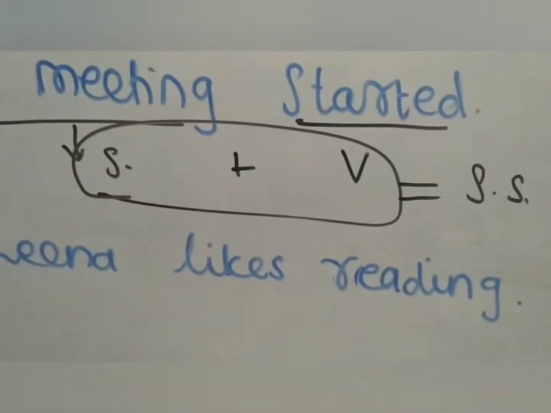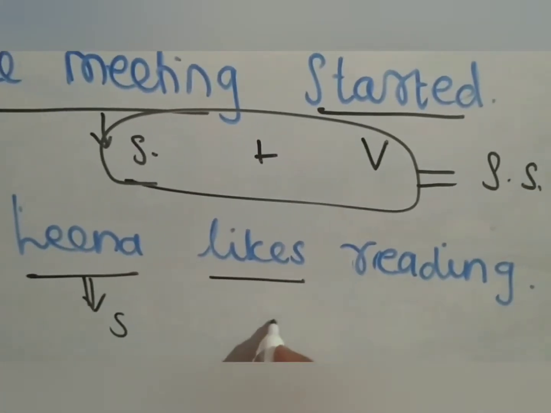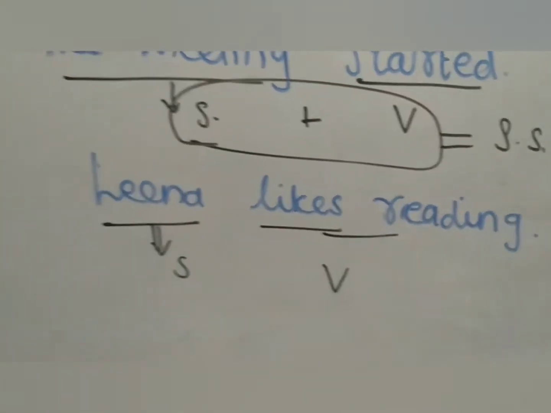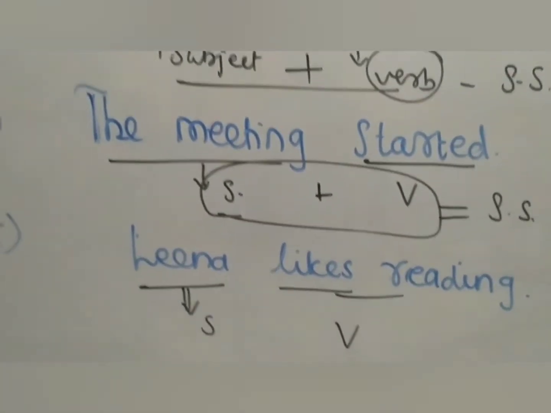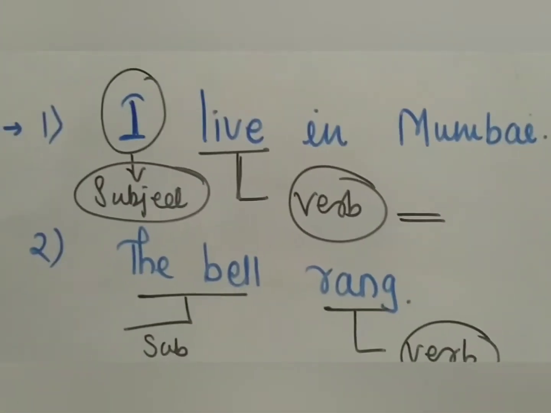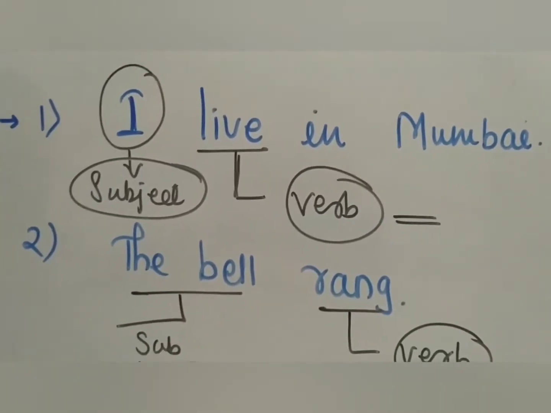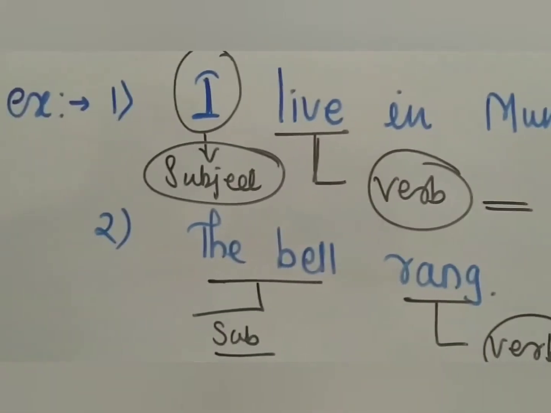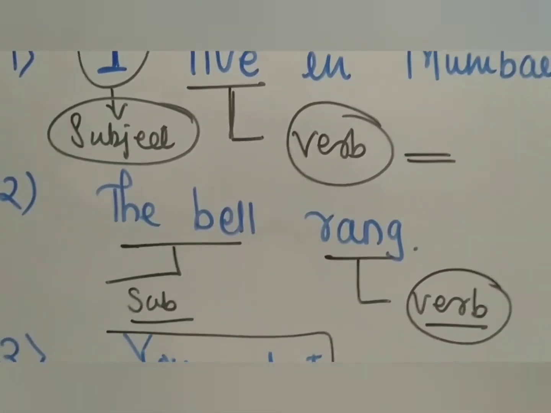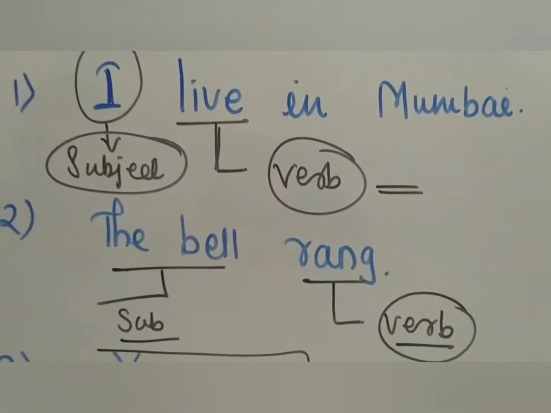Lina likes reading. Here Lina is the subject, likes is the verb. Okay, so in this way it is very easy to identify the simple sentence. There are lots of sentences. Please practice writing simple sentences, sometimes in your notebook also. It is very useful to practice at home.